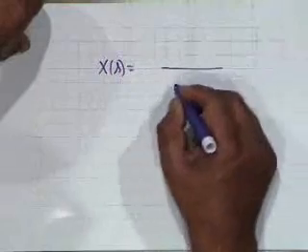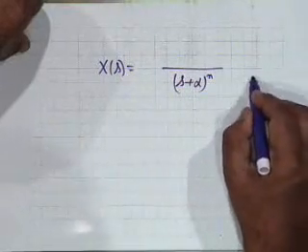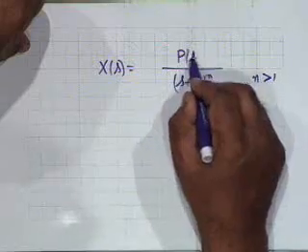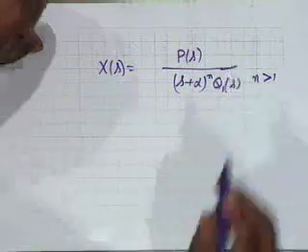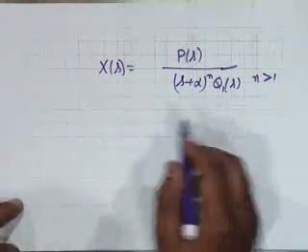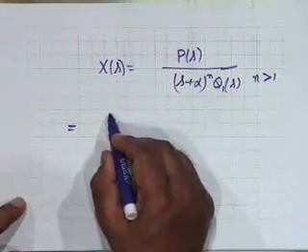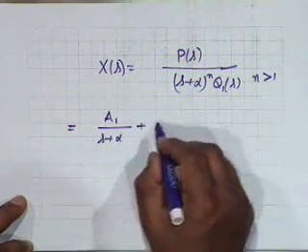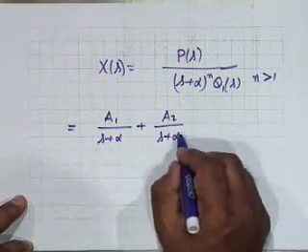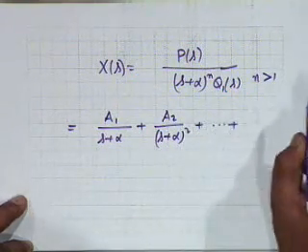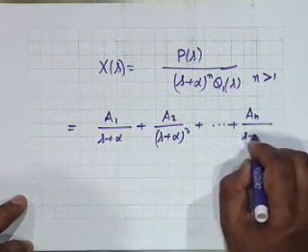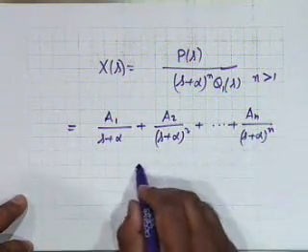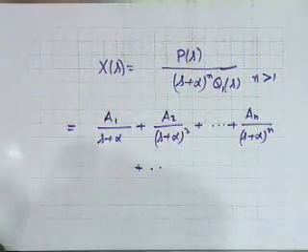For example, if I have an X of s which has, say, s plus alpha to the power n, n greater than 1, P of s divided by some Q1 of s. Suppose this is the Laplace transform, then its partial fraction expansion, as you know, shall involve a1 by s plus alpha plus a2 by s plus alpha whole squared, and so on up to an divided by s plus alpha whole to the power n, and so on, plus other factors.